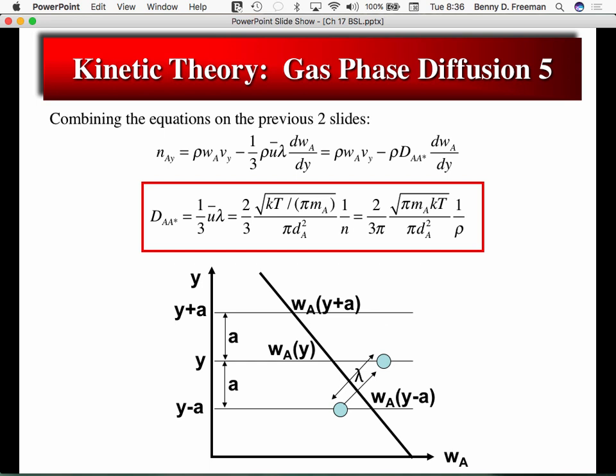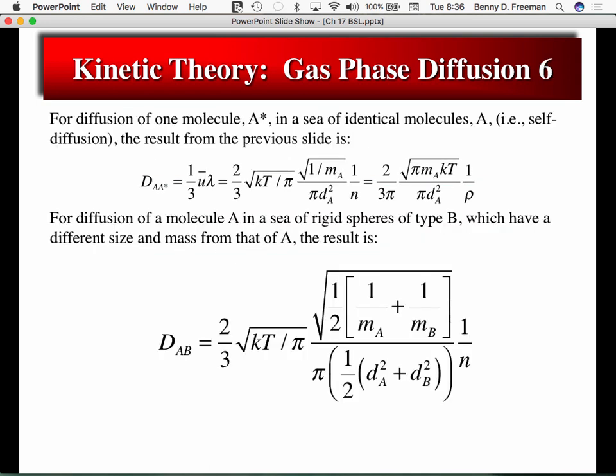We plug in the values for the average velocity as well as lambda, and the final result is shown here. And so the diffusion coefficient gets smaller as the size of the molecule gets larger, as the density or pressure goes up, and the diffusion coefficient gets larger according to the square root of T. And so this gives you an idea of the result from kinetic theory.